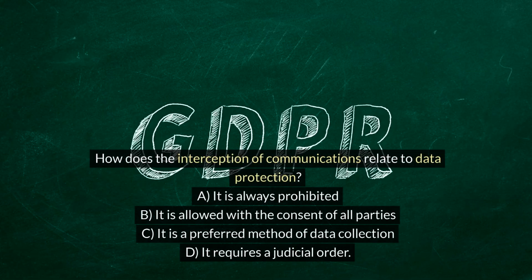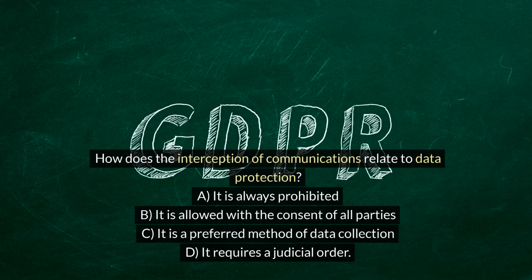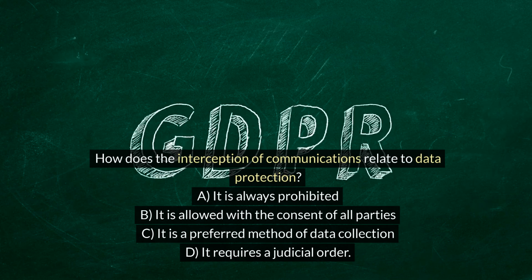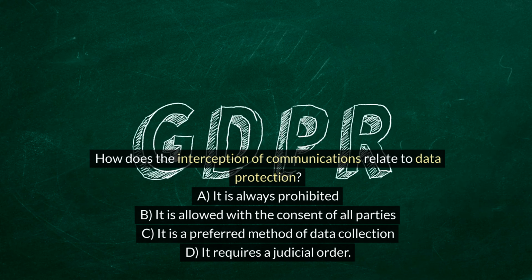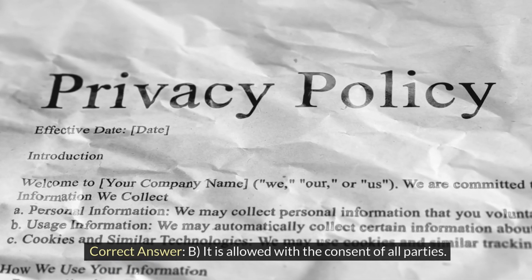How does the interception of communications relate to data protection? A. It is always prohibited. B. It is allowed with the consent of all parties. C. It is a preferred method of data collection. D. It requires a judicial order. Correct answer: B. It is allowed with the consent of all parties.